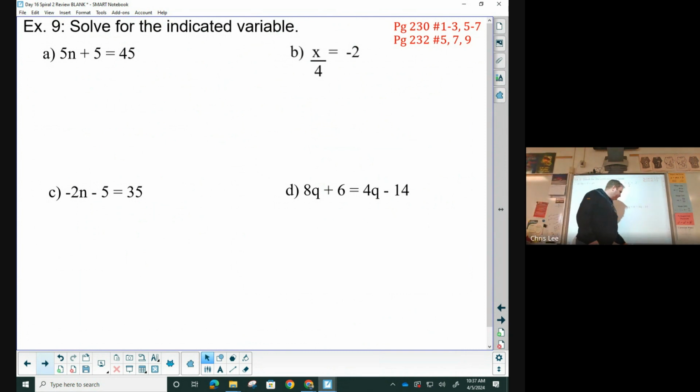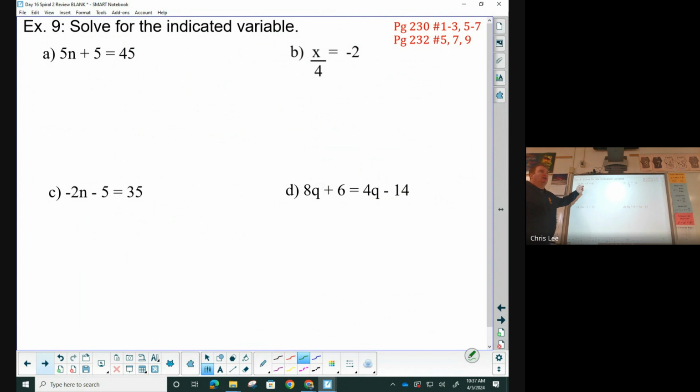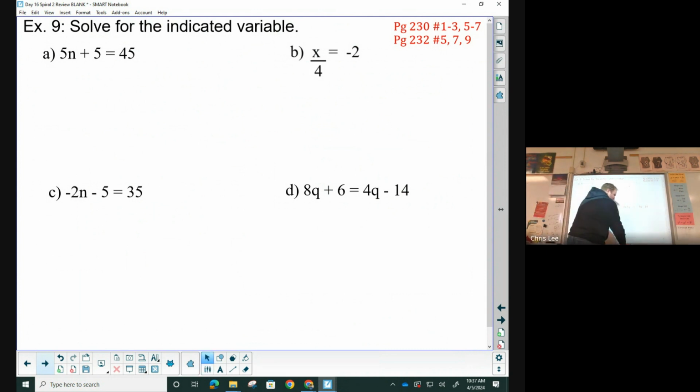3 plus steps. So what does this one look like? 5n plus 5. Our favorite. What type of equation is it? Our favorite equation.